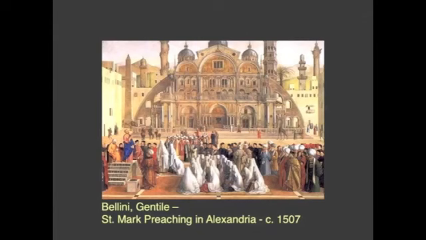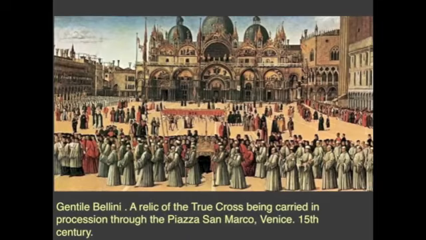Here's another painting by Bellini of this cycle of St. Mark paintings, and this is St. Mark preaching in Alexandria. If you compare Alexandria to Venice, at least in Bellini's mind, they're not so different. And quite a lot of what counts as Venetian architecture is inspired from the East.